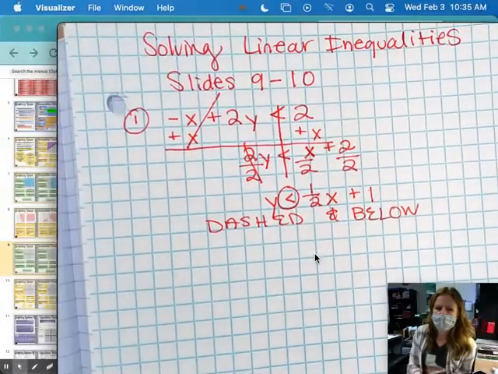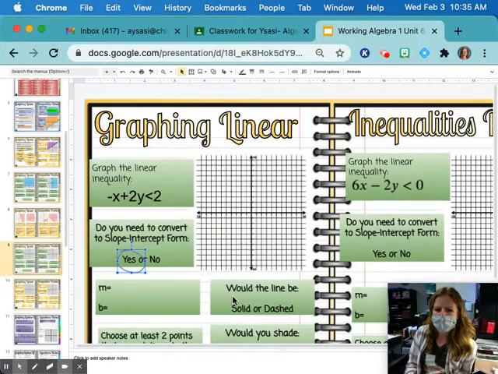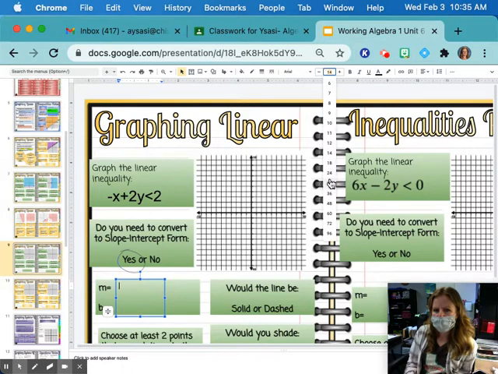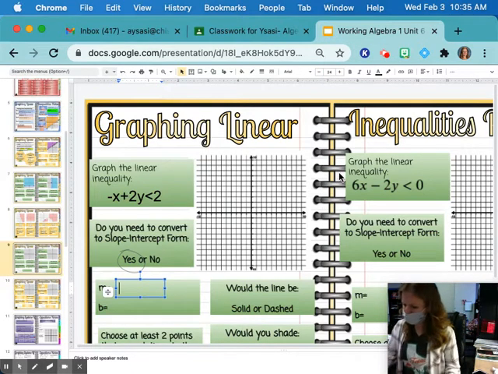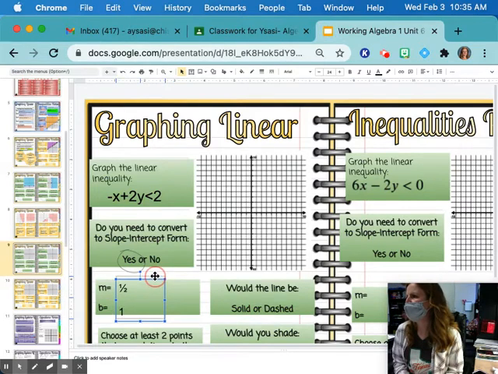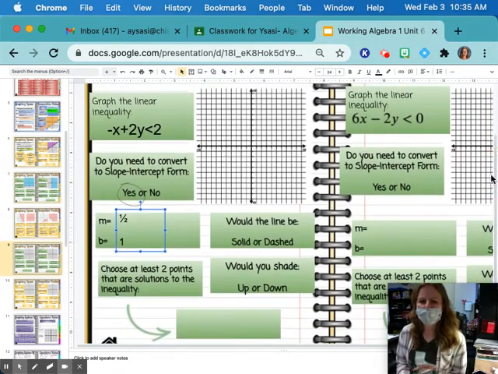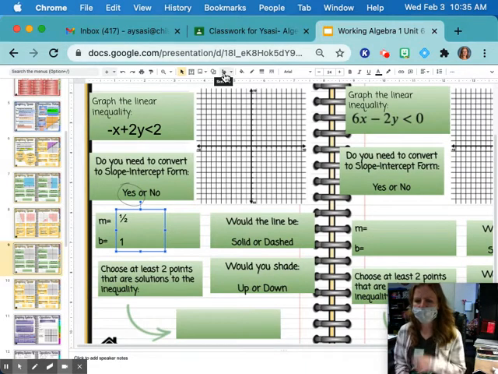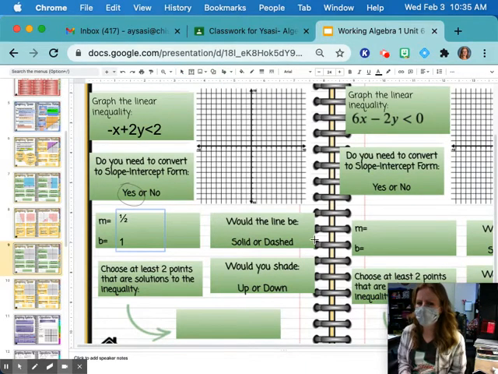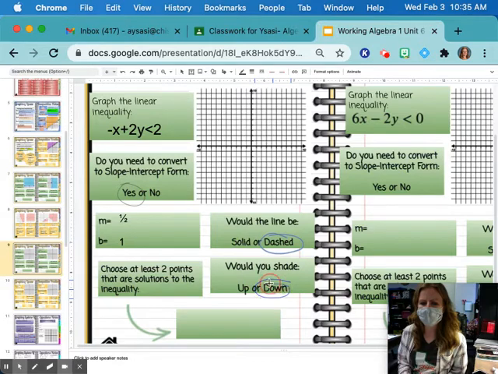Okay, so now I need to go back over to the slides and we're going to graph it on there. We need to first put our m and our b. So the m is 1/2 and the b is 1. And we've already answered about solid or dashed. It is dashed. So circle dash using the scribble tool. And then would you shade up or down? It's going to be below, so it's down.